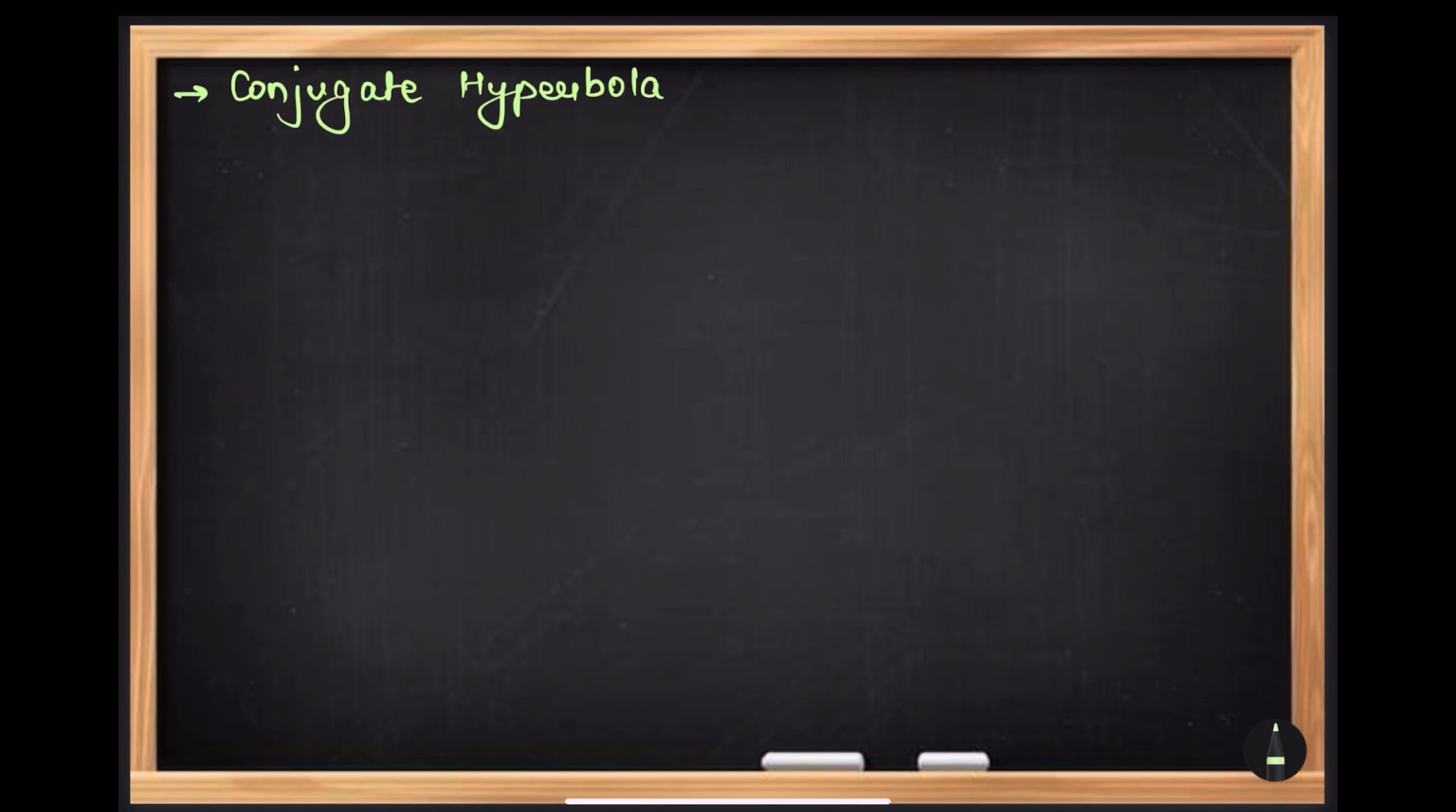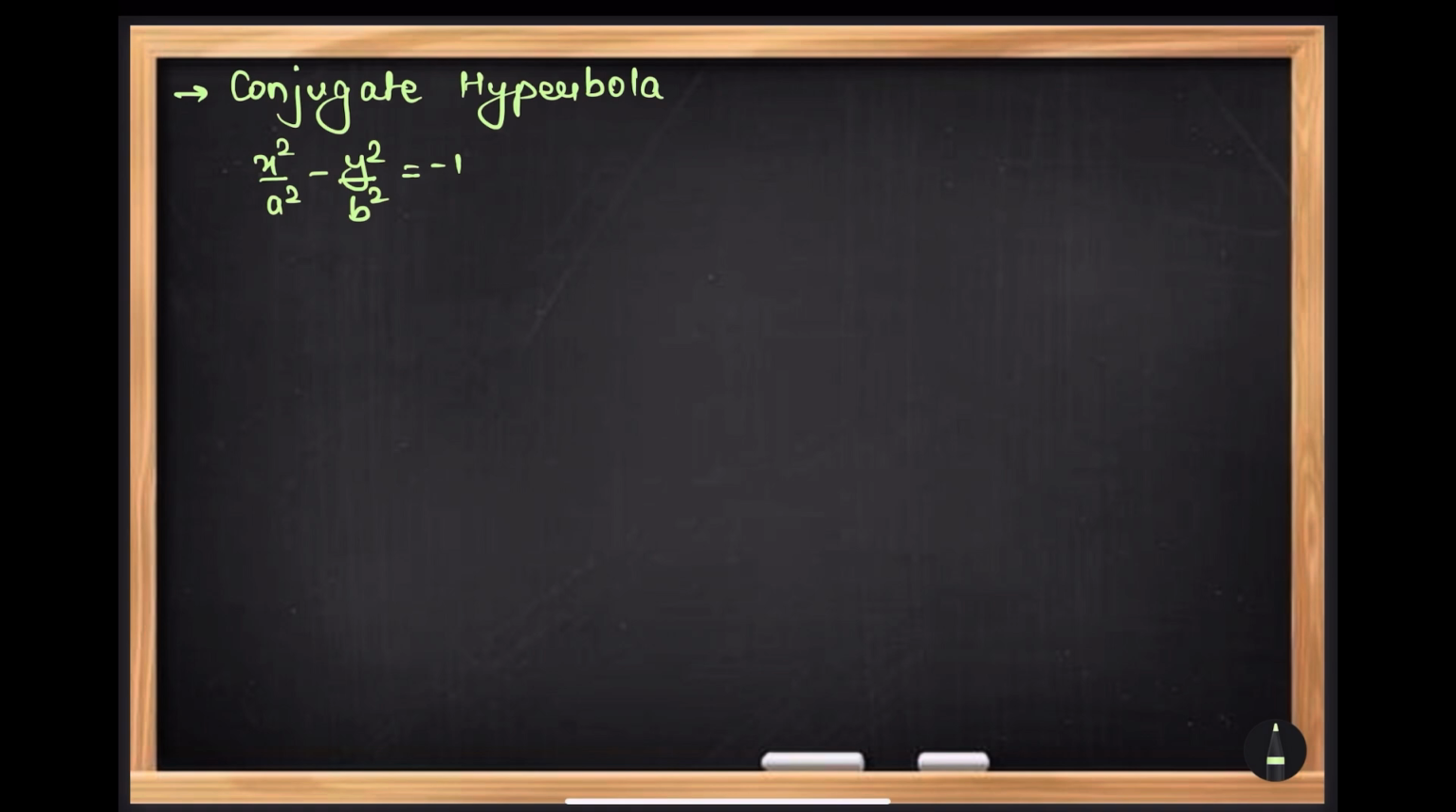So, if we talk about hyperbola, this means we are talking about x square by a square minus y square by b square equals to 1. So if I talk about hyperbola, I'll be writing this thing. And if I'll be talking about conjugate hyperbola, I'll be talking about this equation. Means the only change will be the change in 1.